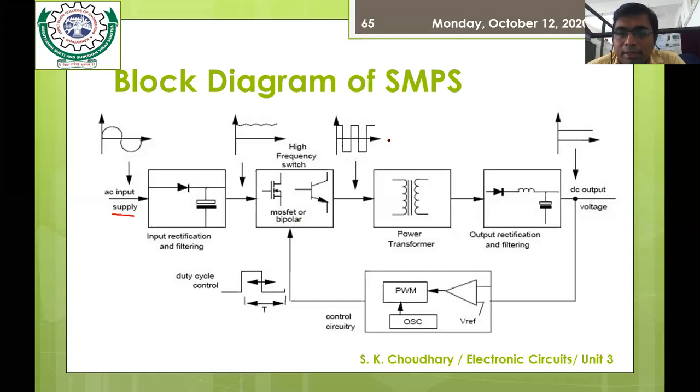Now you can see this high frequency time varying signal is given to the power transformer. That is basically a step down power transformer. So at the secondary winding of the power transformer there would be an AC signal, you can say, that would be further rectified with the help of the flyback diode, or catch diode, and then filtered through the LC filter. Here you have seen in the diagram.